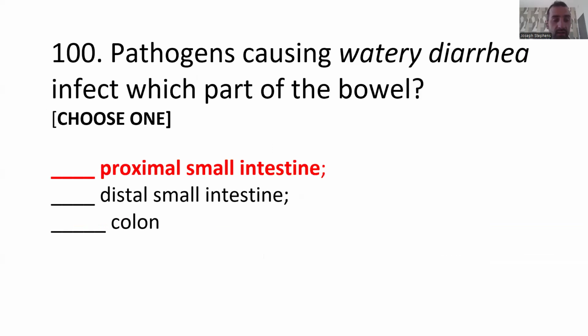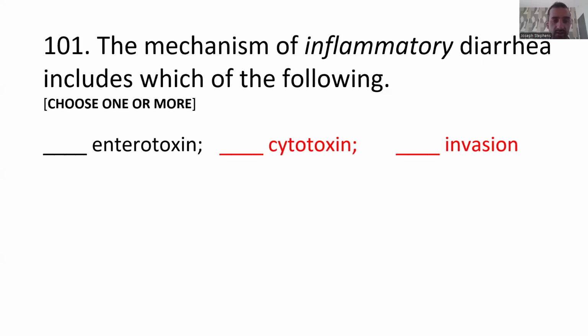All right. Next question. Pathogens causing watery diarrhea infect which part of the bowel? So watery diarrhea often is from proximal small intestine infection. The mechanism of inflammatory diarrhea includes which of the following? The options are enterotoxin, cytotoxin, and invasion. And the answer for inflammatory diarrhea are cytotoxin and invasion.